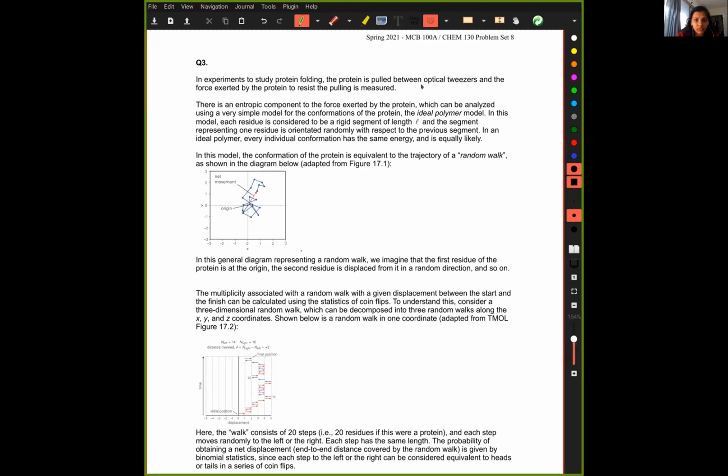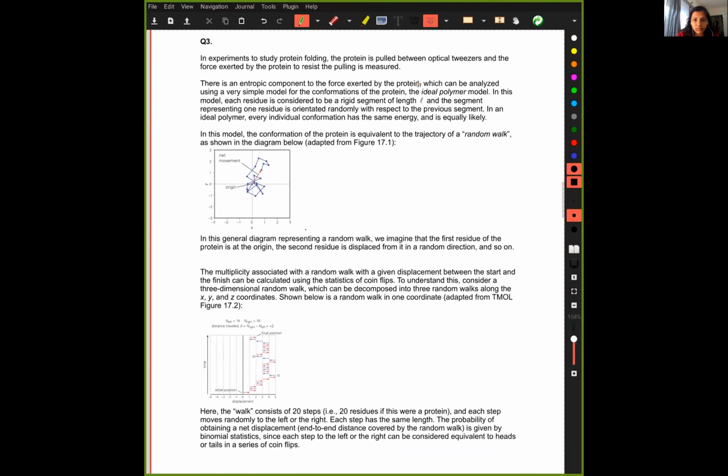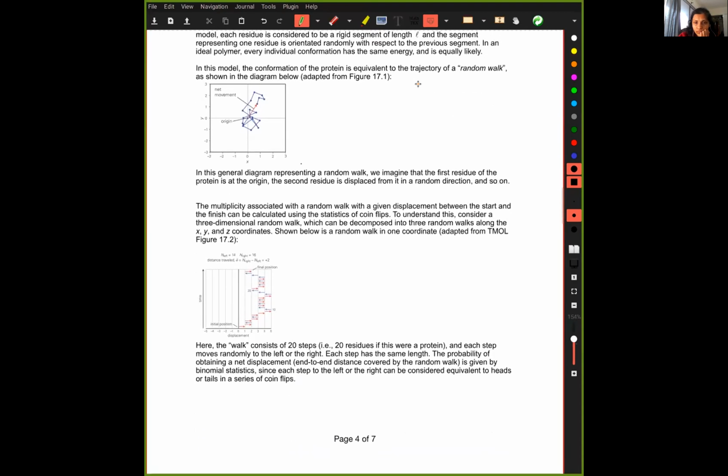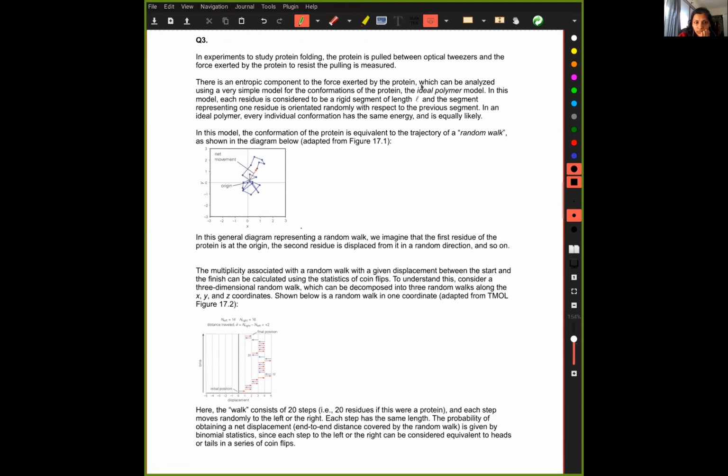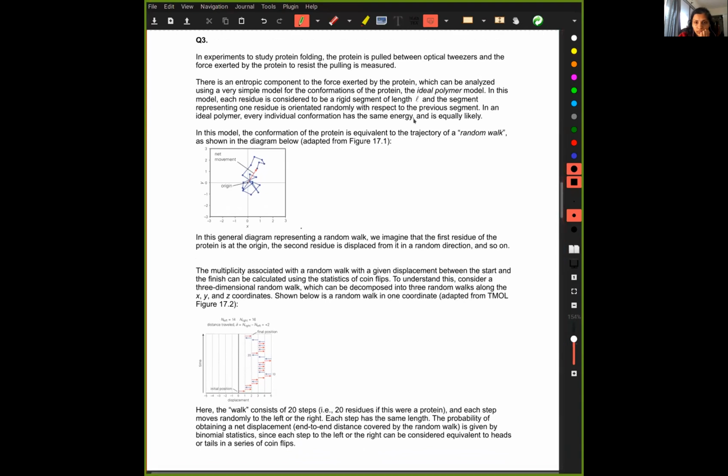All right, so for question 3, you're asked to use the ideal polymer model of a protein as a way of studying protein folding. And just a quick refresher on that, essentially it models each axis of movement for the polymer as a random walk where each residue is considered a segment of length L, and the directions that are allowed to move are either right or left. And based on that, you can measure the total displacement.